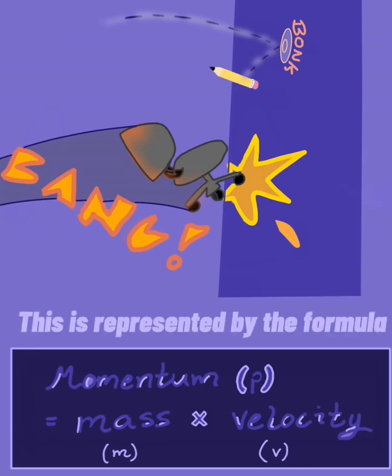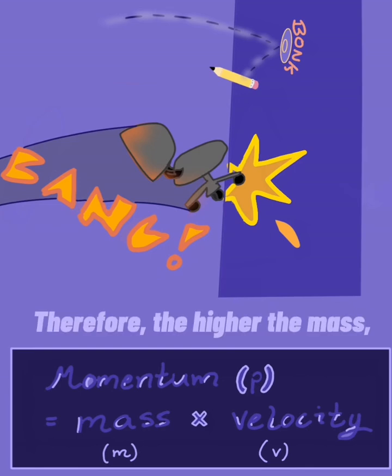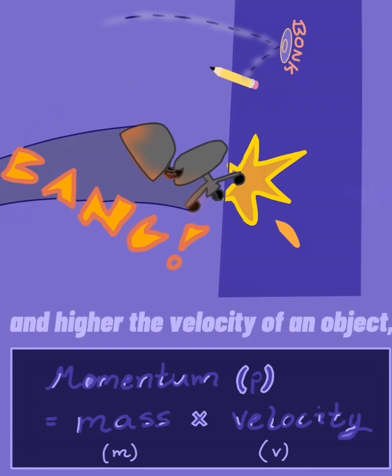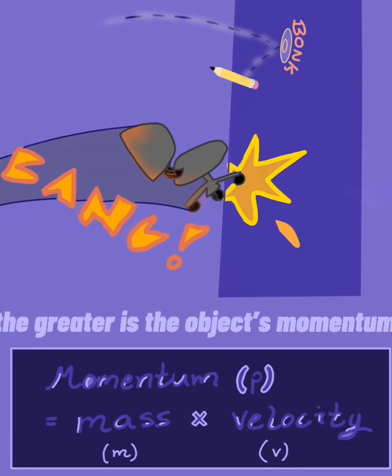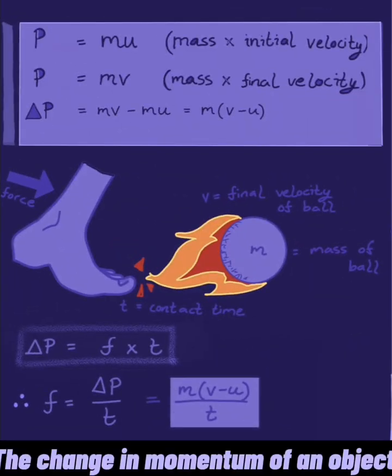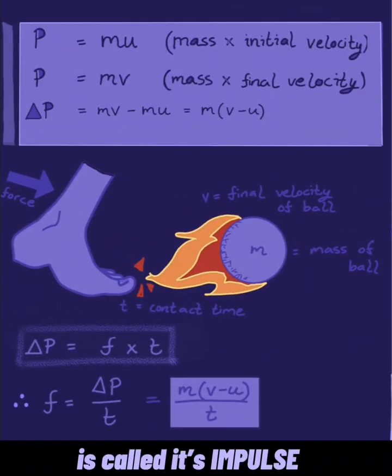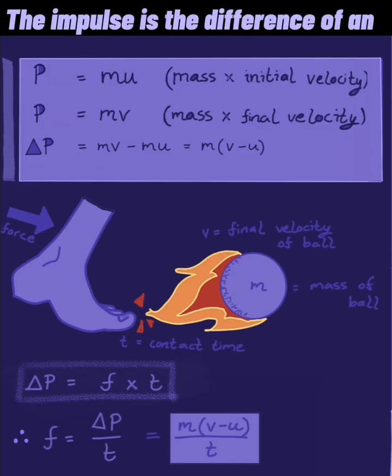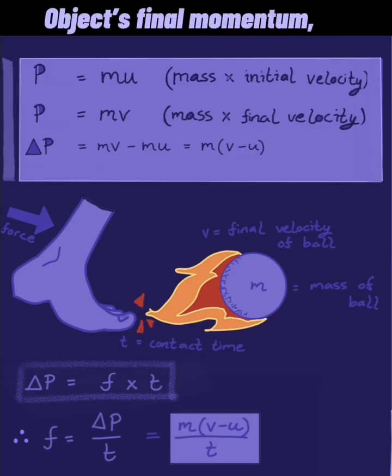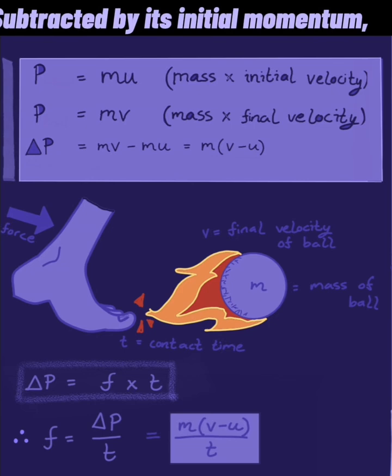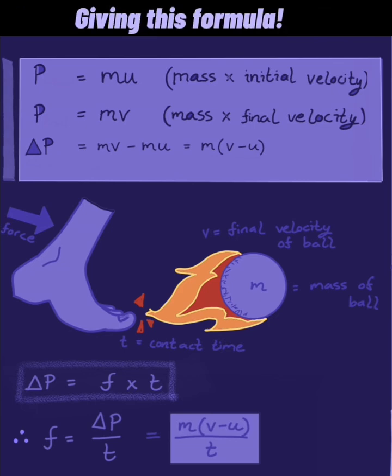This is represented by the formula momentum is mass into velocity. Therefore, the higher the mass and the higher the velocity of an object, the greater is the object's momentum. The change in momentum of an object is called its impulse. Impulse is the difference of an object's final momentum, mv, subtracted by its initial momentum, mu, giving the formula mv minus mu.